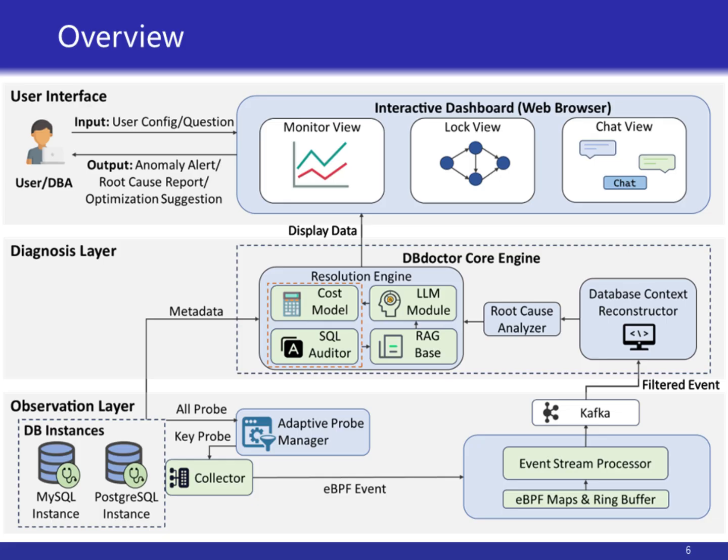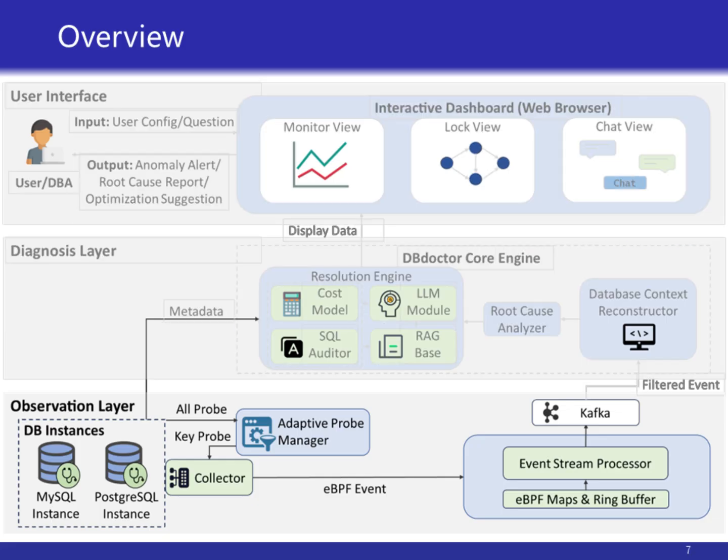Now, let's walk through the architecture of DBdoctor. First, let's look at the observation layer. We address the limitations of sampling by using eBPF to capture the continuous event flow from the database instance. eBPF probes can collect key metrics at function calls with low overhead and without modifying the database. The Adaptive Probe Manager can dynamically adjust the probe set to probe the most relevant functions to database anomalies.